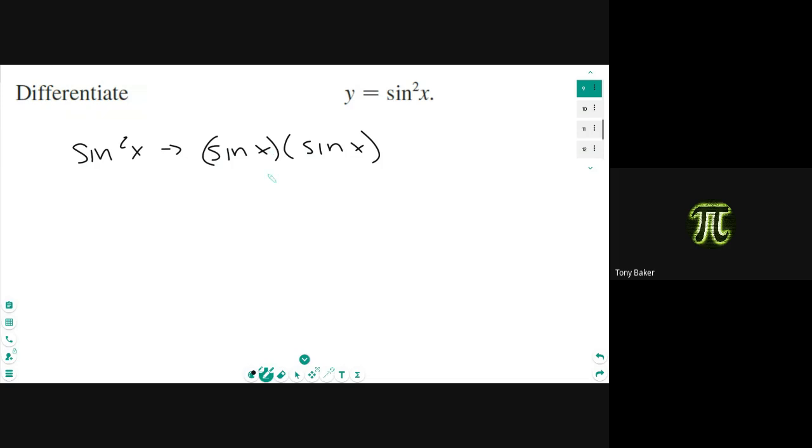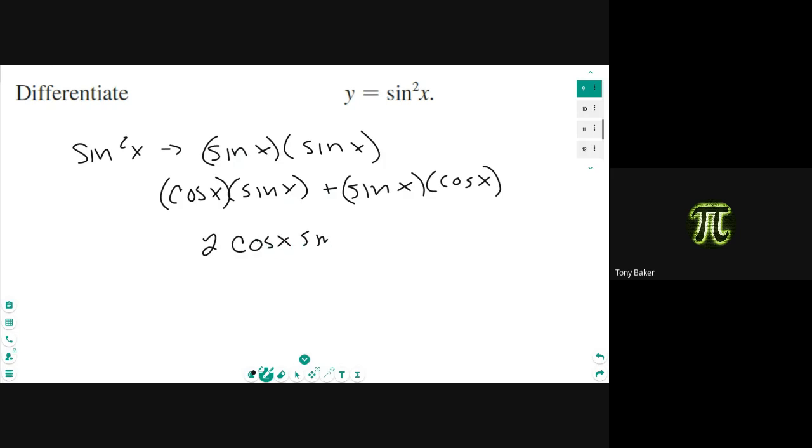Okay? So to do the product rule on this, the derivative of sine is cosine. So we have cosine of x, sine of x, plus sine of x, cosine of x, which ends up being 2 cosine of x, sine of x. And that's the answer.